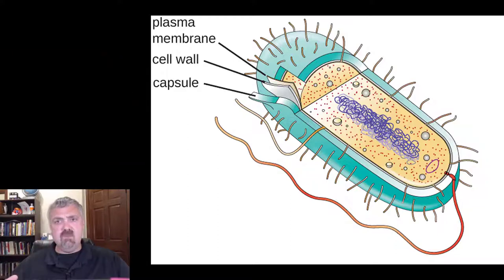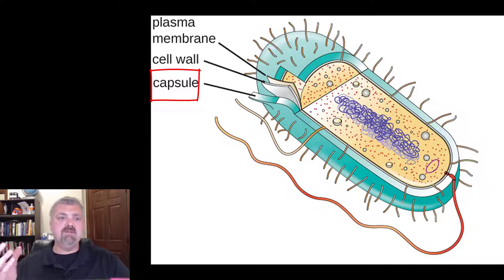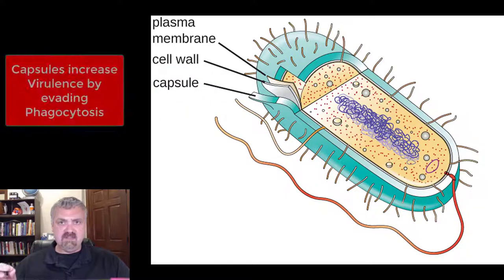So why are they so important? Why is it so important to this organism, which is green in this picture, that it has this capsule, this neatly organized sugary or sticky coat around its surface? Well, it increases virulence, and it's believed that the main reason, or really the only reason this is the case, is that it helps these organisms evade phagocytosis.